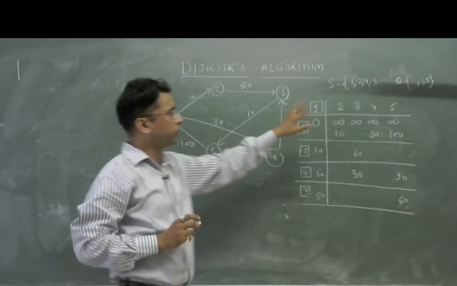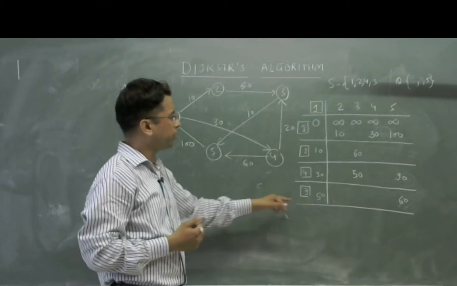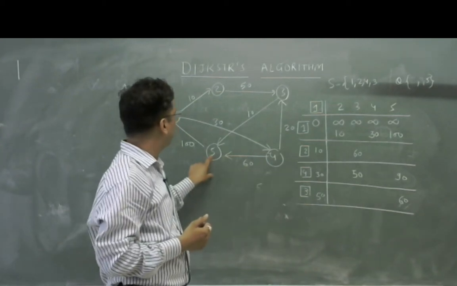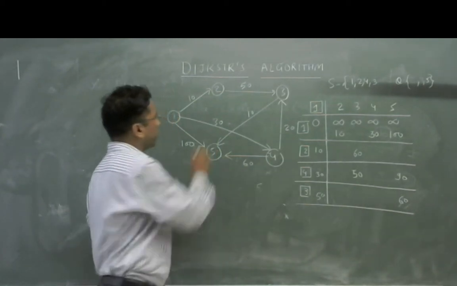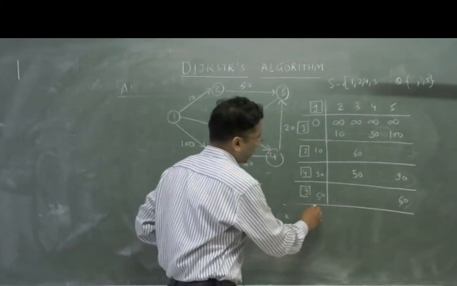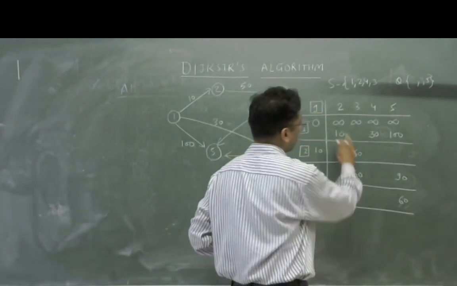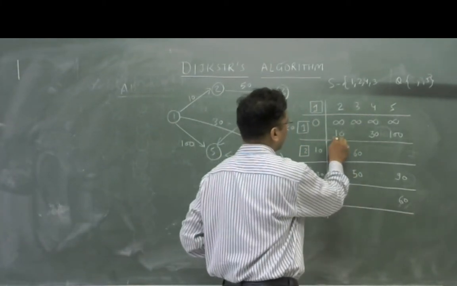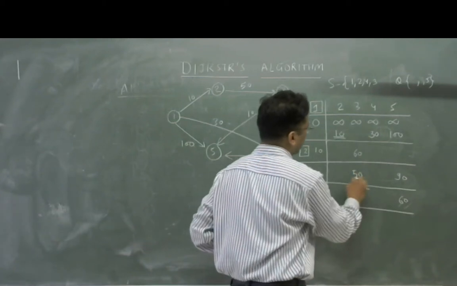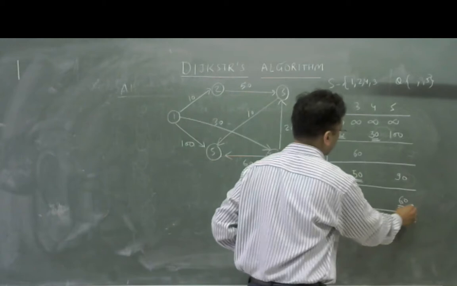Now we are left with a single node, that is node number 5. But through node number 5 there is no outgoing edge. So these are the final values of the nodes: 10, 50, the minimum values in the column, 30 and 60.